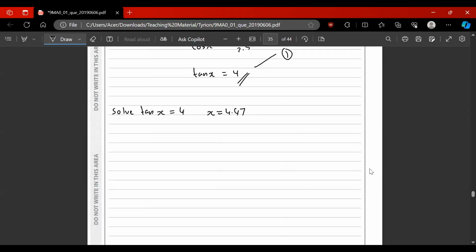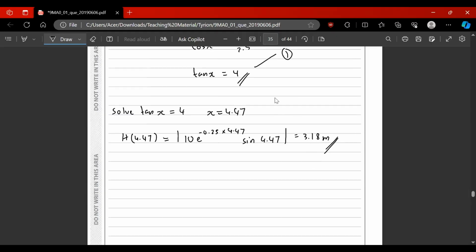Okay, so we can now substitute this into our h(t) equation. So h(4.47) is equal to the absolute value of 10e^(-0.25 × 4.47) sin 4.47. Right. So if you calculate the value here, you should find it to be equal to 3.18, and this is your maximum height.